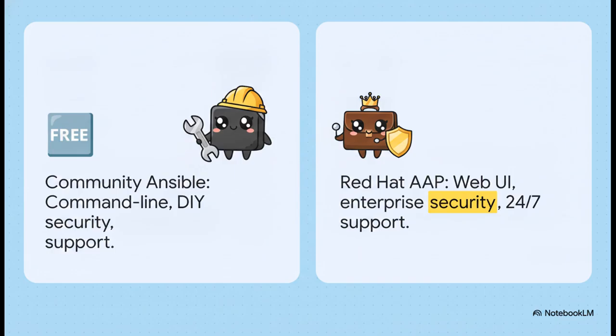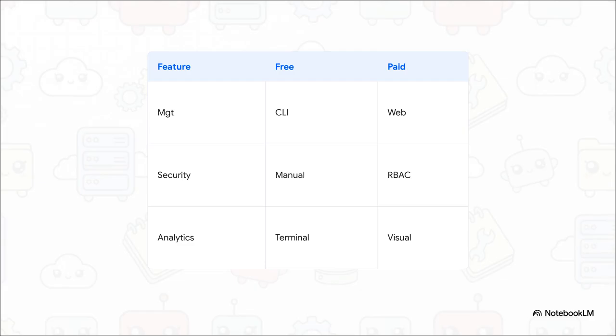24/7 support. When you lay them out side by side like this, it becomes incredibly obvious why massive companies are willing to pay for the platform. Look at management. Free users are typing commands into a black terminal screen, while paid users get a centralized, highly visual web dashboard. For security, free users have to manually juggle SSH keys and permissions across servers, whereas the paid tier includes strict role-based access control, or RBAC. That means you can lock down exactly who is allowed to run which specific automation job.